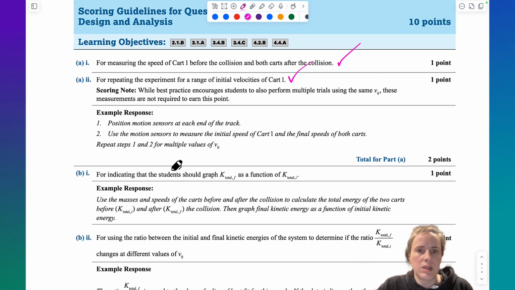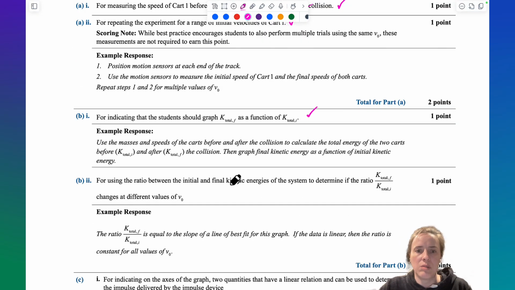So for indicating that the students should graph K total as a function of K initial, okay, as one of the options, for using the ratio between initial and final kinetic energies of the system to determine if it changes. If I made this graph, that ratio is going to be the slope. If the data is linear, then the ratio is constant.